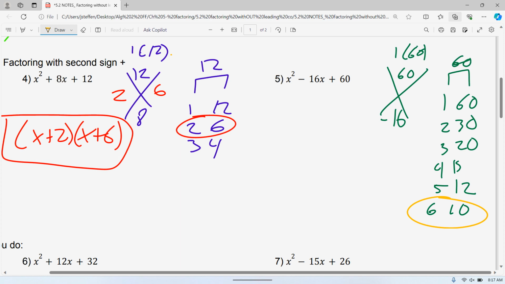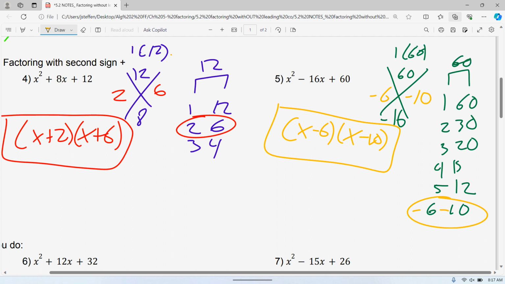Again, if you're that close, all you have to do is change both of your signs. So they're both positive, I changed to both negative. Now they still multiply to give me positive 60, but now they add up to be negative 16. So x minus 6, x minus 10. Again, normally you would divide both of those by your first number, which is just 1, so we can leave it like that.